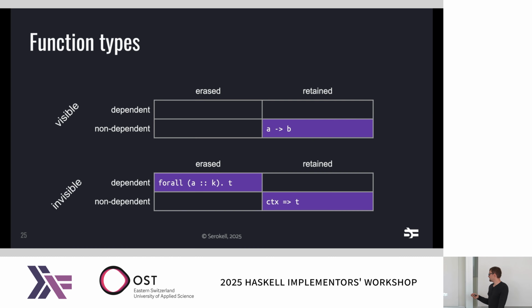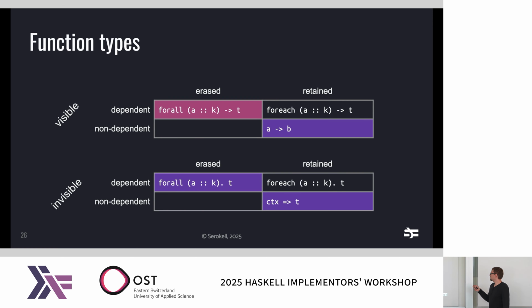And the constraint arrow is retained because the dictionary will be passed at runtime, or we will rely on specialization to remove a function argument, but it will still affect the generated code. And it is not dependent. Again, you cannot mention the dictionary in the rest of the type.